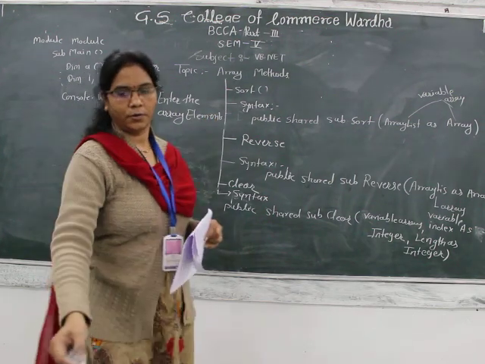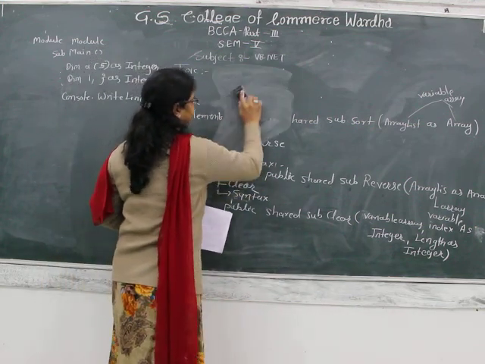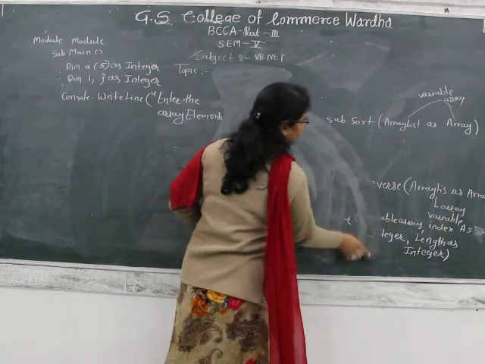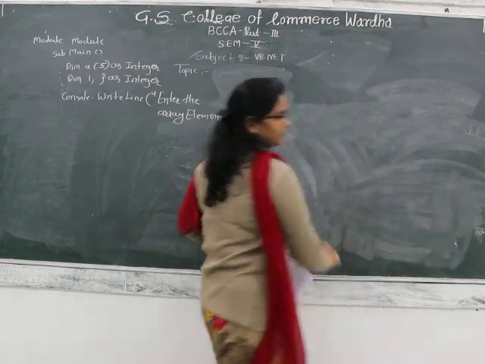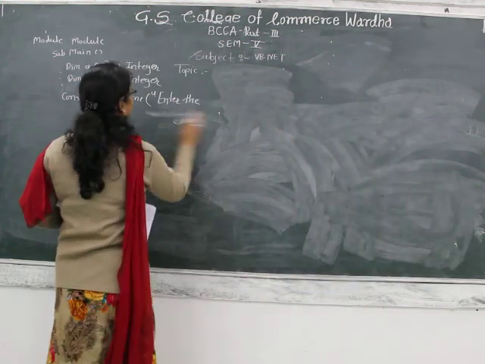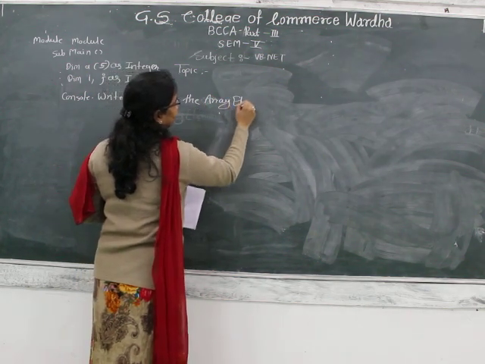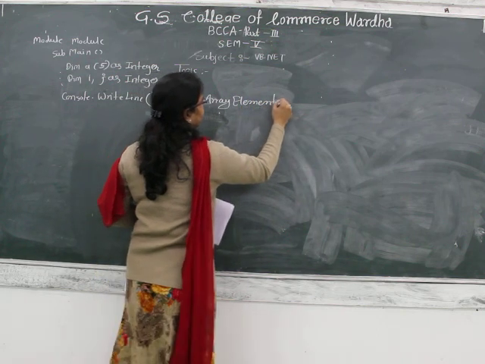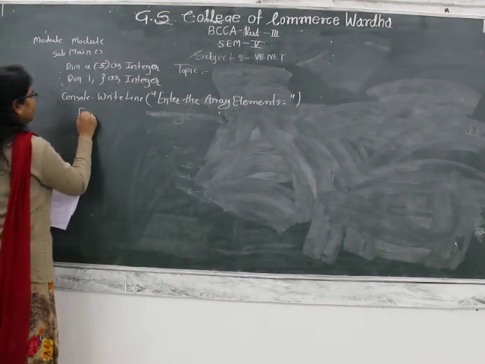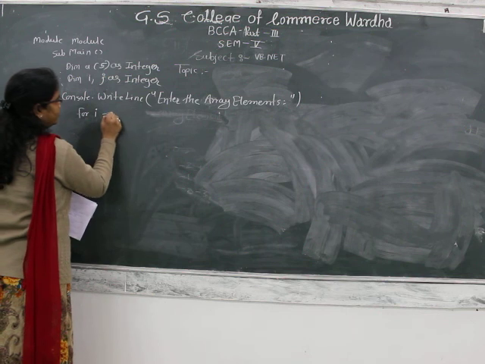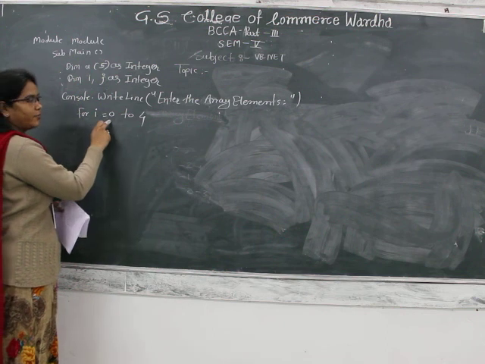For what? For displaying purpose, so that the user can enter the values. Okay. Enter the array element. Then a for loop for I equals 0 to 4. Why? Because the size of the array is 5 and the index starts from 0.